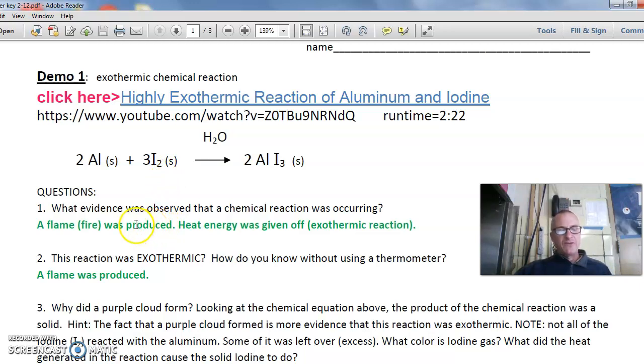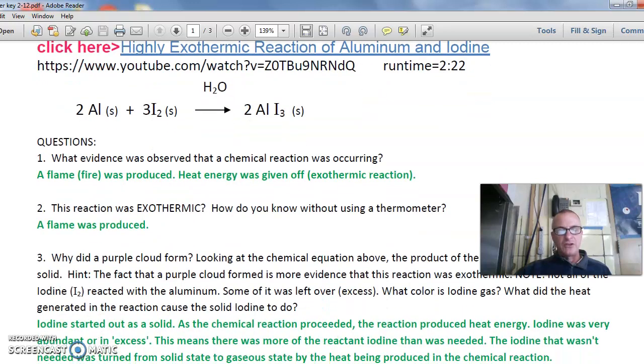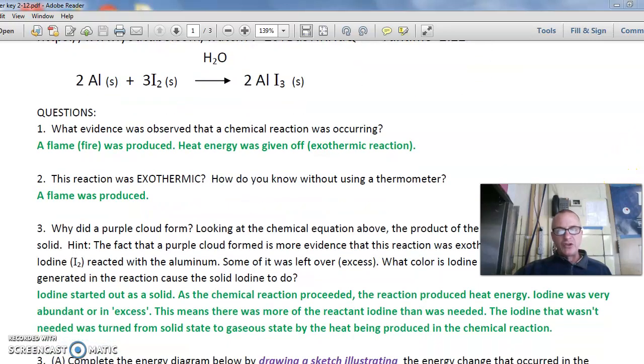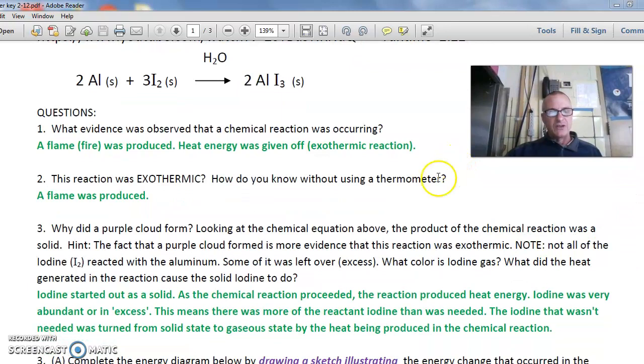But our big evidence was the flame. That flame is definitely energy being produced, and when energy is being produced, it is an exothermic reaction. So we saw the flame. Number two, we know it was exothermic.